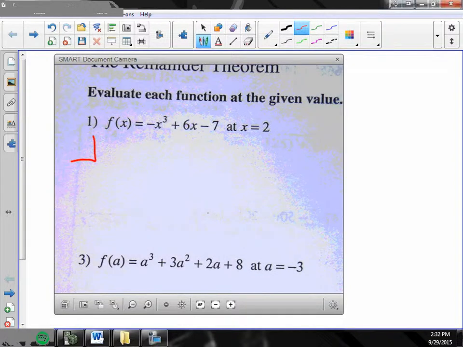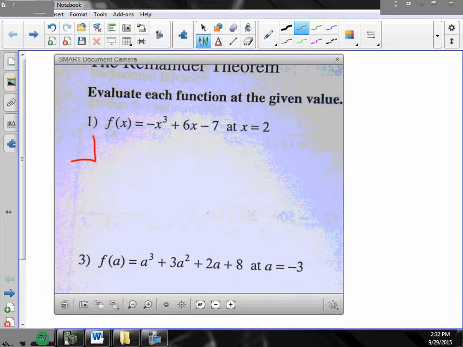The number in the corner is the root we're checking. So 2. If it's a factor, you have to change its sign. So we put a 2 here. And then, what are my coefficients? -1, 0, 6, and -7.